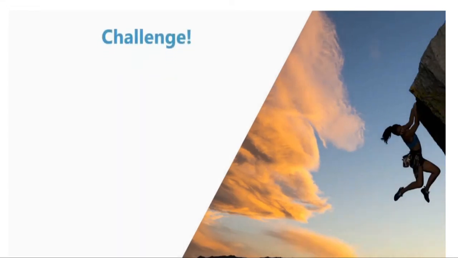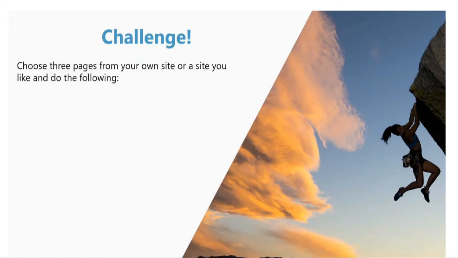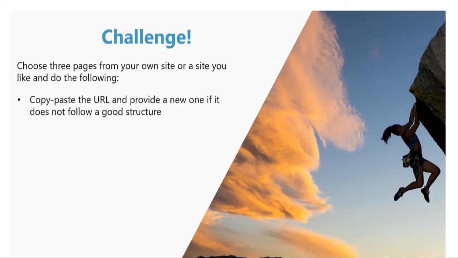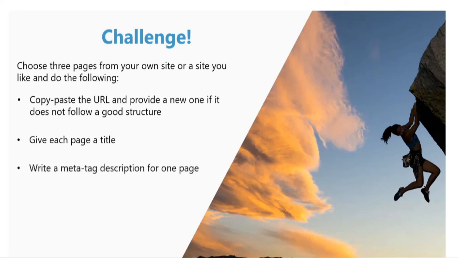Challenge time! I'll leave it here for a sec, but what I would like you to do, please, is to choose 3 pages from your own site or a site you like and do the following. Copy-paste the URL and provide a new one if it does not follow a good structure. Give each page a title. Write a meta tag description for one page, and remember to keep it to 160 characters, not more. And then copy an image and give it descriptive alt text. Even if it already has descriptive alt text, see if you can come up with something new.